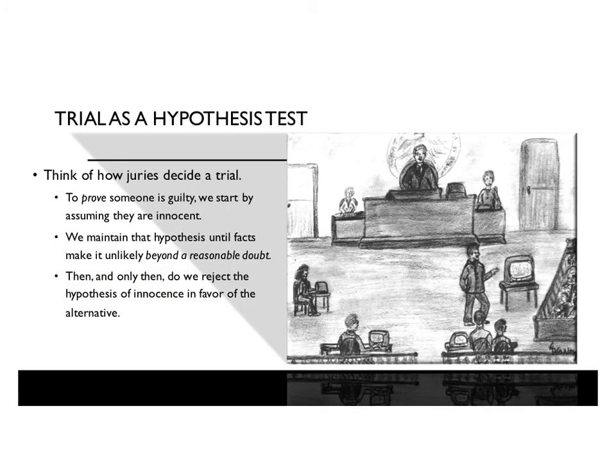I want you to next think of a hypothesis test like a trial, like how juries decide on a trial. Remember, to prove someone is guilty, we start by assuming they are innocent, right? Innocent until proven guilty. We maintain that hypothesis until facts make it unlikely beyond a reasonable doubt. And then and only then do we reject the null hypothesis of innocence in favor of the alternative, which in this case would be guilty.